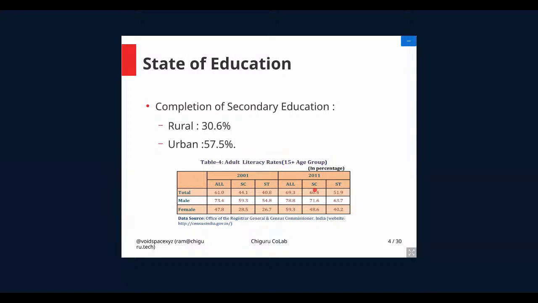This is again from the ministry, the Census India. The percentage of people completing secondary education in India is about 30% in rural areas, and in urban areas it's about 57, 58%. And mind you, secondary education means anything between 8th standard to 10th standard. Roughly, you should pass 10th to qualify as secondary education.